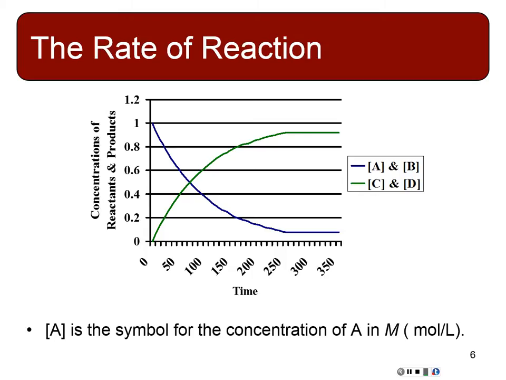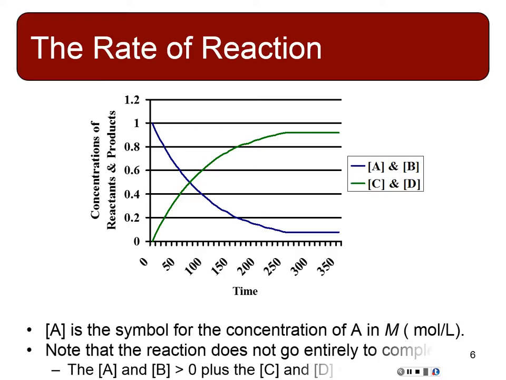But at the same time, here are your products, C and D. So as you are decreasing reactants, you're forming products. Your reactants' bonds are breaking and new bonds are forming to form your products. So there's the products going up through there. We measure these in molarity, moles per liter, and that's already what I mentioned.